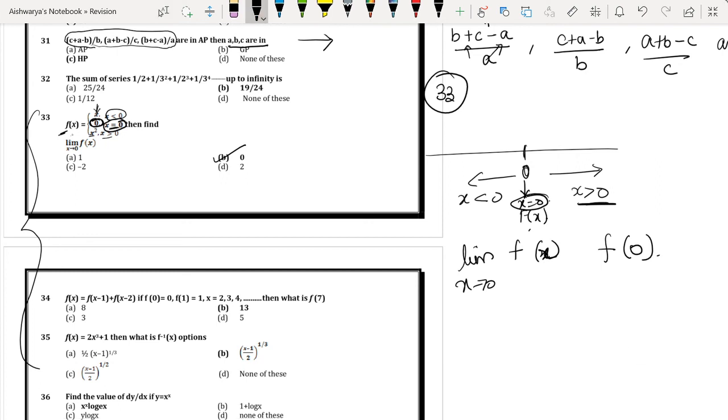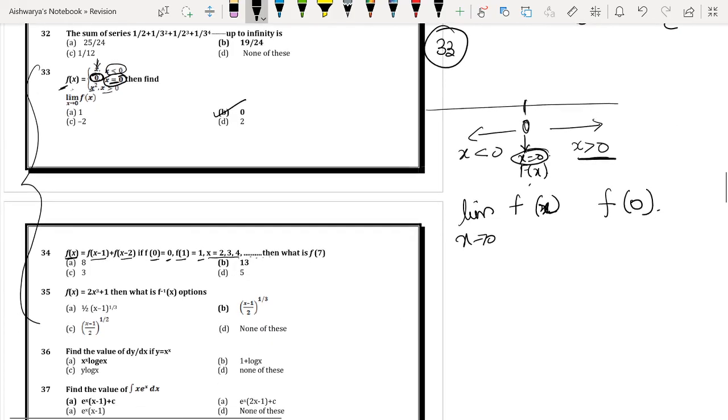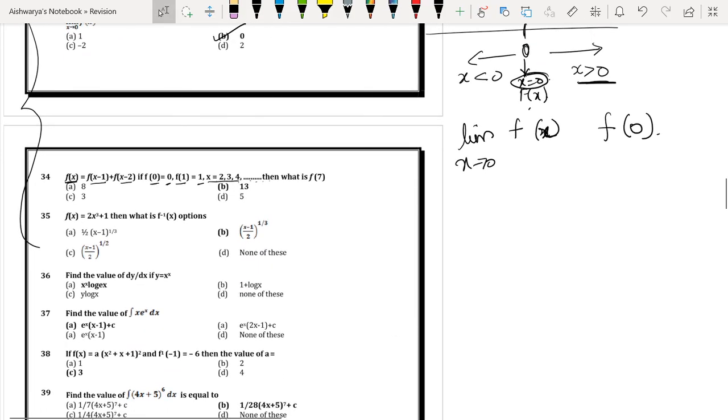Okay, so the next question given to you is f of x is given as f of x minus 1 plus f of x minus 2, and f of 0 is also given to you as 0, f of 1 is given to you as 1, and x value can be anything, 2, 3, 4 and so on. Then what is f of 7? They're asking you what will be the value of f of 7.